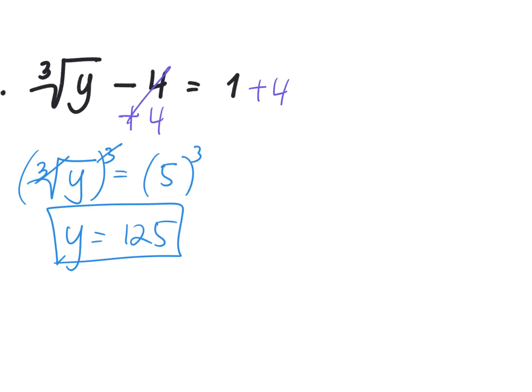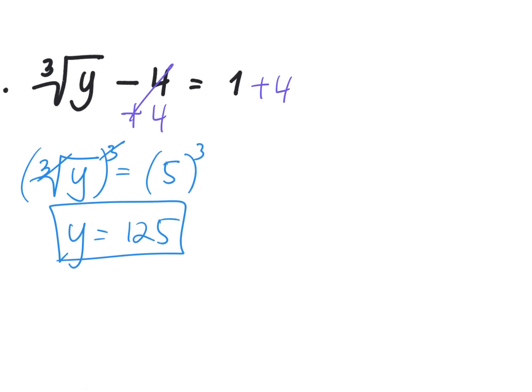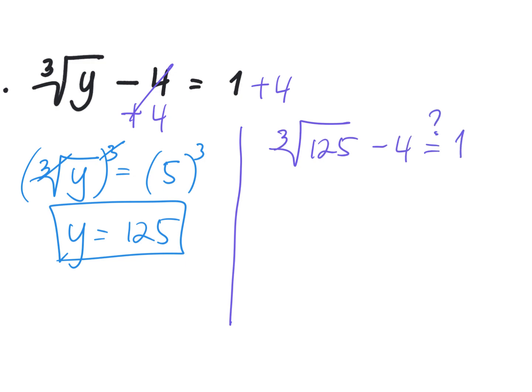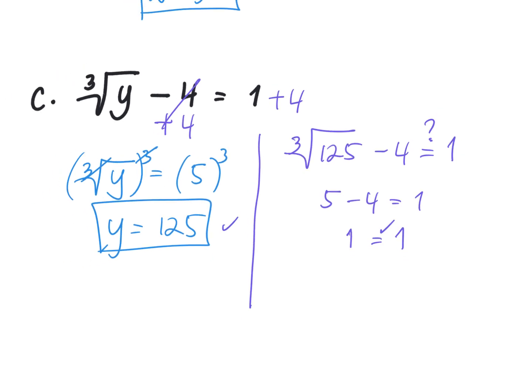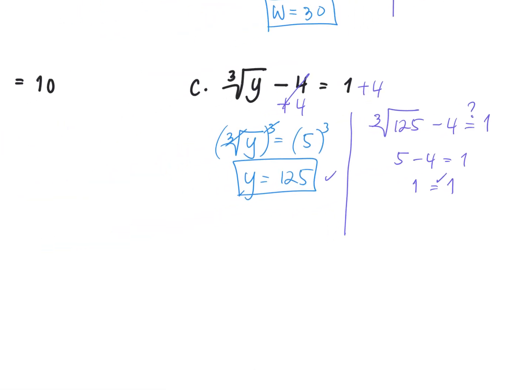Okay, let's recheck, in order for us to make sure that everything is okay. The cube root of 125 minus 4, is it equal to 1? The cube root of 125 is 5, minus 4 is equal to 1. So we can see that 1 is equal to 1. Therefore, our answer is correct. Okay, let's go for letter D.